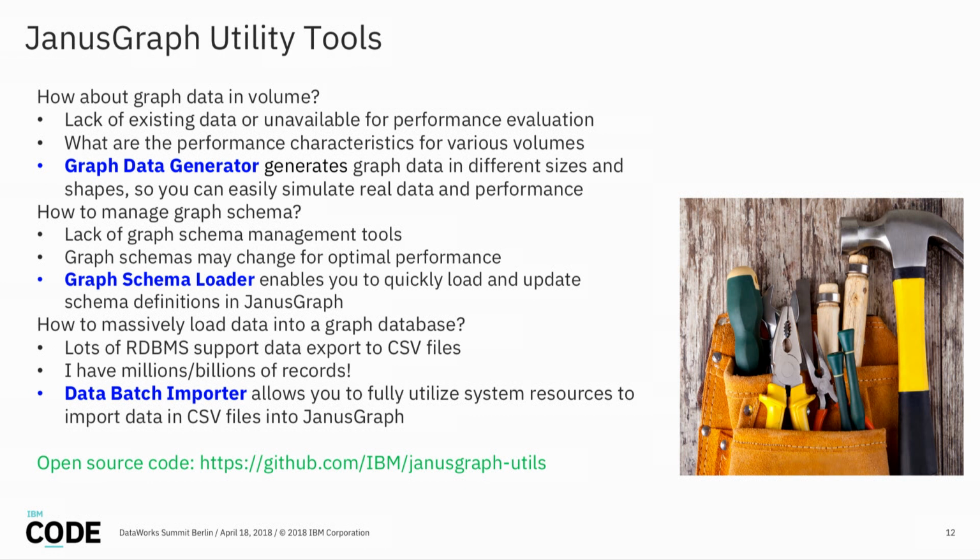Lastly here, we often see data stored already in CSV files because that's the most common way to export data from existing relational databases. We're talking about big data. You have millions to billions of records. How do you move them quickly into a graph database? All right. So again, we created a batch importer. We fully utilize your system resources with multi-threading and so on. So we can push the data quickly into our database. All these tools are open source. You can go to the link and check it out and also contribute. Okay.